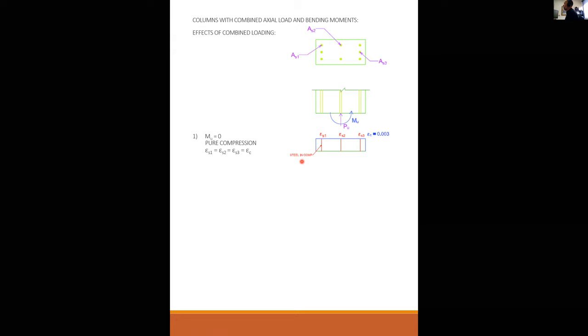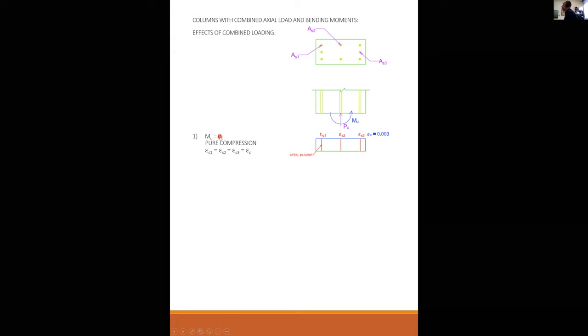That's very important to realize where the strain is. The strain is everything in these things, okay? So the compressive strain in the concrete is 0.003. Compressive strain in all three rows of steel is also 0.003. The strain of everything is 0.003 if you have zero moment.